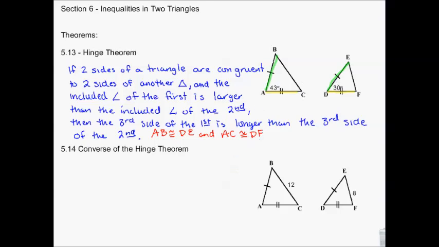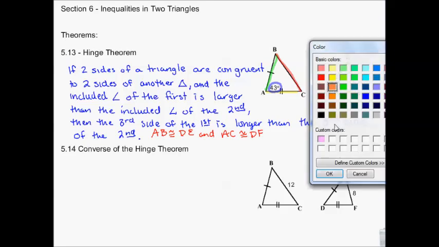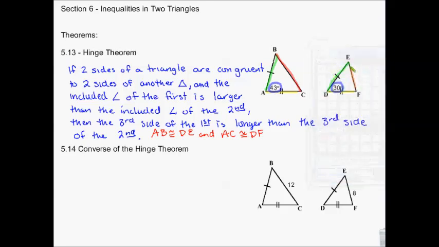From there, I look at the angles. 43 is bigger than 30. And if this angle is bigger than that angle, but these sides are the same, then we get a situation where this side is longer than this side. They won't match. So BC is greater than EF.